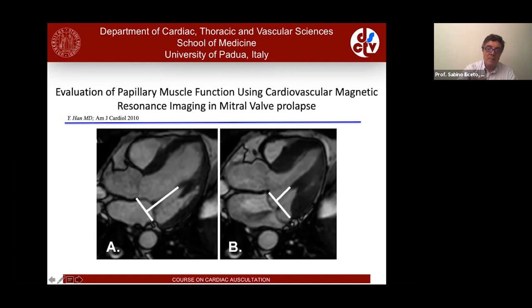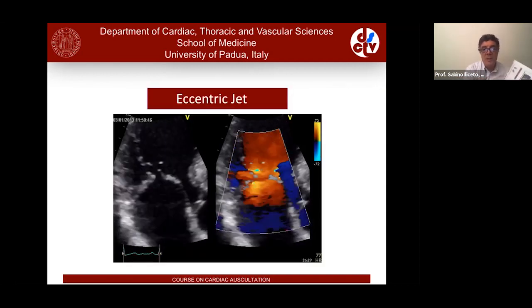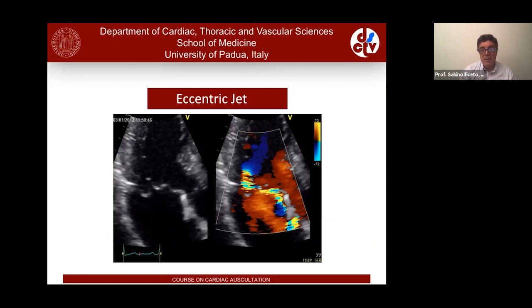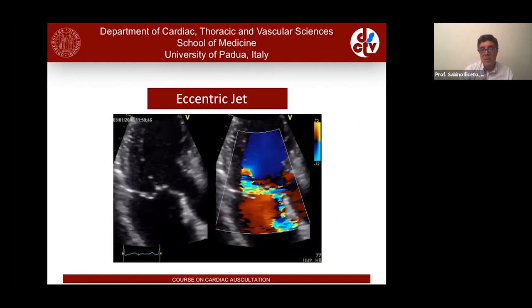This abnormality is better seen here with the prolapse and the annulus that is enlarged. So mitral valve prolapse can be characterized by mitral regurgitation. We shall discuss this. And mitral regurgitation is almost systematically eccentric.